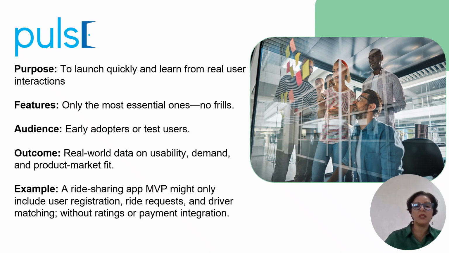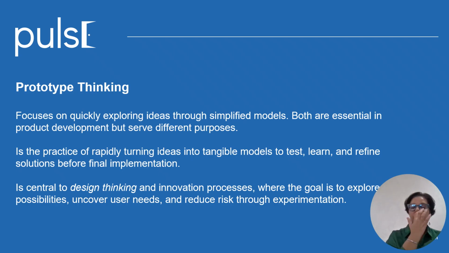We get real assumptions. And an example that I can provide over here is a ride sharing app. A minimum viable product might only include user registration, ride request, and driver matching, without rating or payment integration. So we're just putting a prototype into the market, a minimum viable product. The prototype thinking, however, focuses on quickly exploring ideas through simplified models. Both are essential in product development, but serve different purposes.